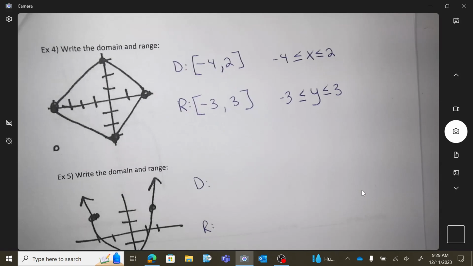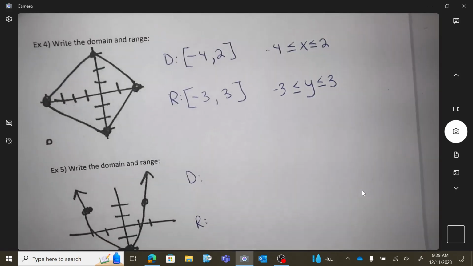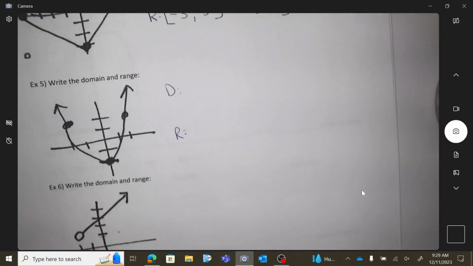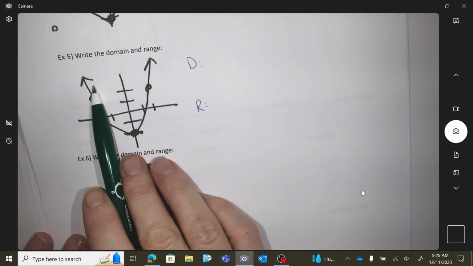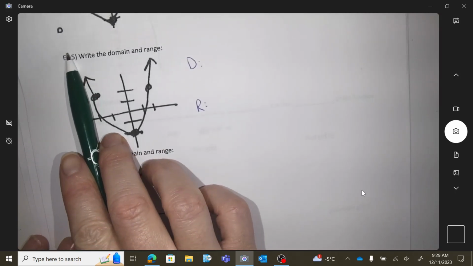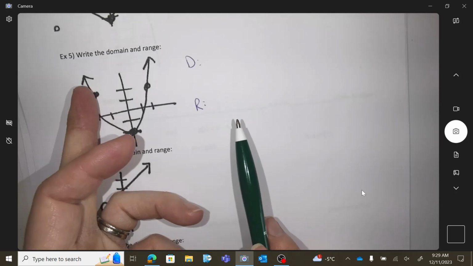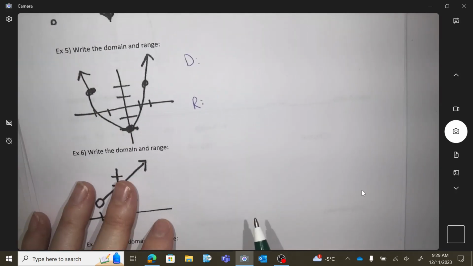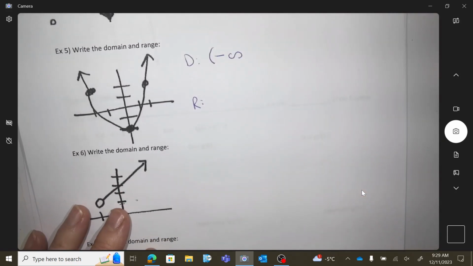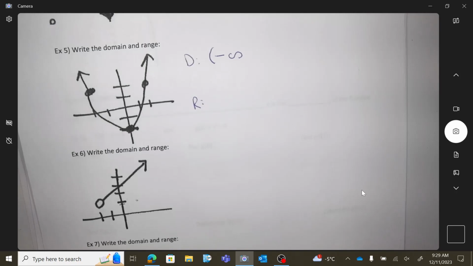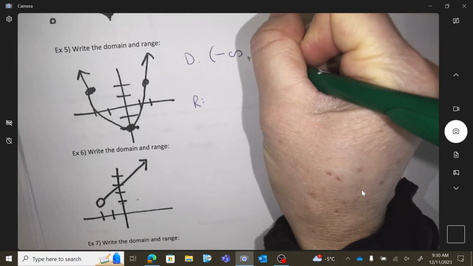Okay, number 5. Domain. What's the most left this graph would go? So there's an arrow here, meaning it's going to travel on forever to the left. So that number is called negative infinity because it's going to go forever left. And when you put infinite symbols, they're always round brackets because it's not an exact, precise thing. Comma.